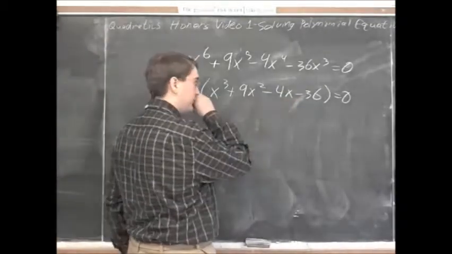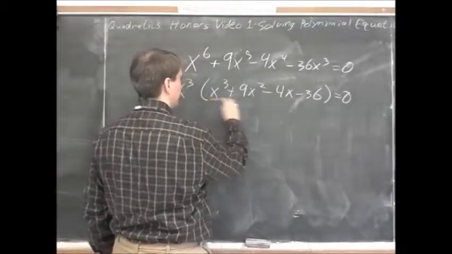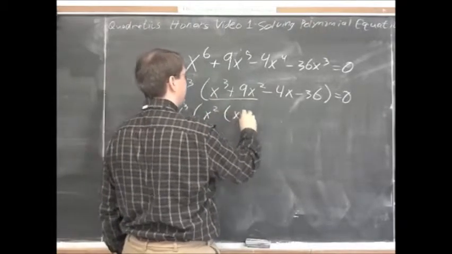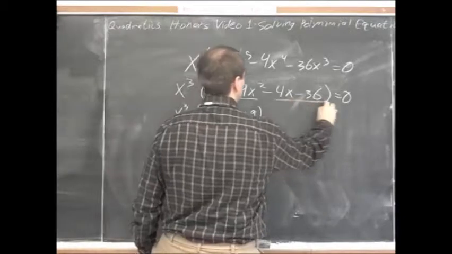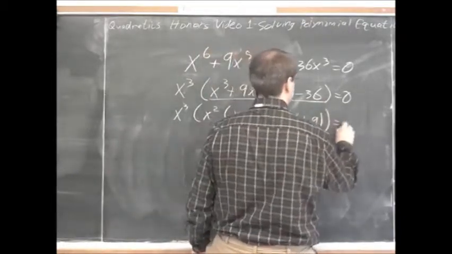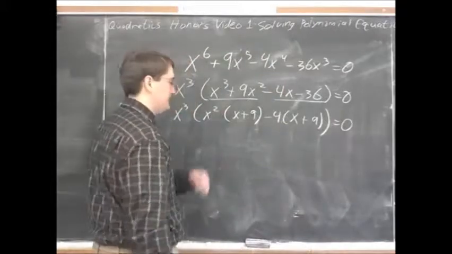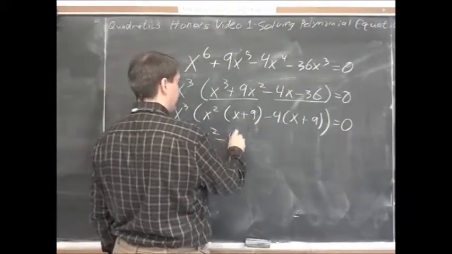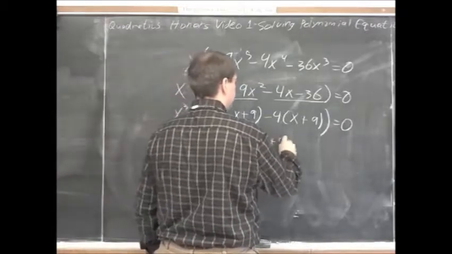I have 4 terms here, so I can factor by grouping. These 2, I can take out an x squared, and I'm left with an x plus 9. These 2, I can take out a negative 4, and I'm left with an x plus 9. Equals 0. That's still the case. X to the 3 still outside. I have x squared minus 4, and x plus 9.